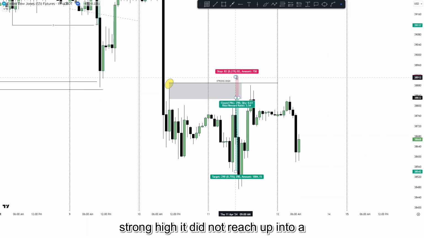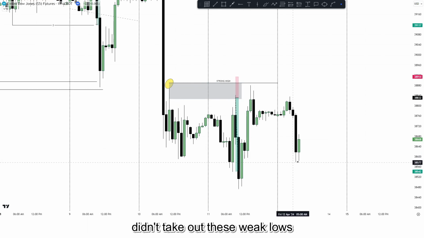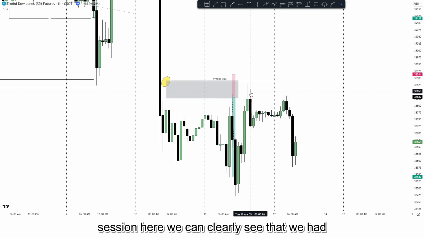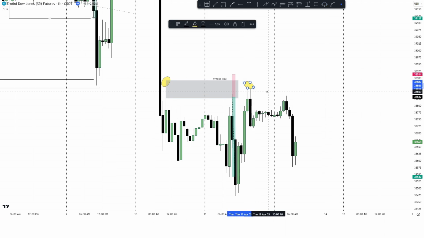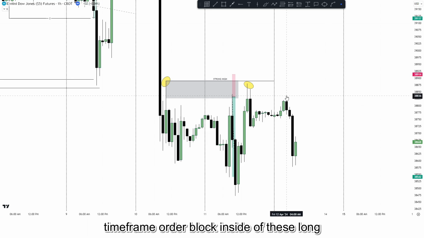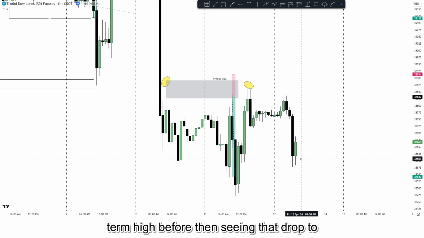It did not reach up into that strong high. Instead, it found rejection that didn't take out these weak lows, right? And then coming into the overnight session here, we can clearly see that we had this intermediate term high here. Price came up into what looks like a lower time frame order block inside of these long wicks here, failed to take out this intermediate term high before then seeing that drop to the downside.